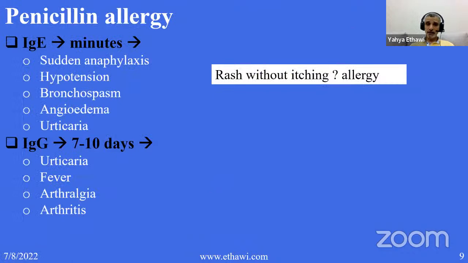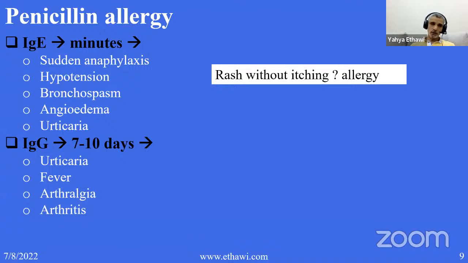Now, when we have penicillin allergy, we have two types. We have type 1, or immunoglobulin E mediated, and usually, as you know, these present with rash or itching, and they develop within a few minutes. But remember that rash and itching with antibiotics does not always mean allergy. It can be a side effect of the drug itself, because any drug can cause rash.